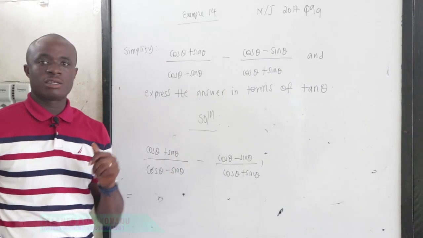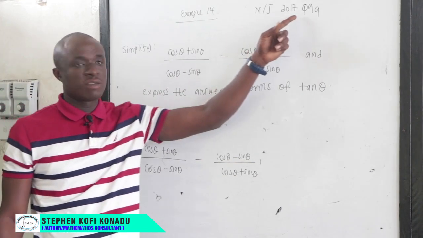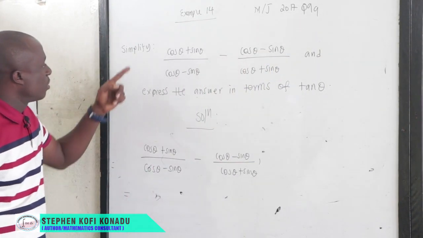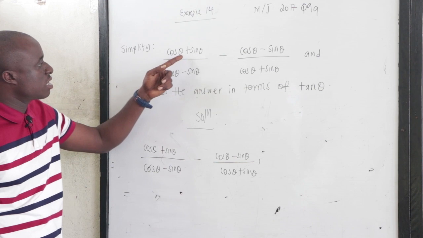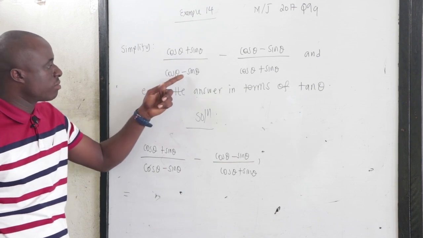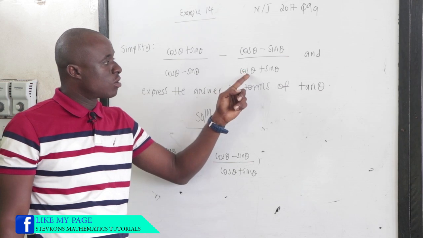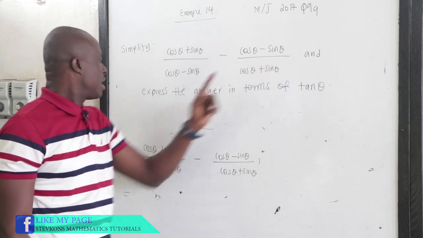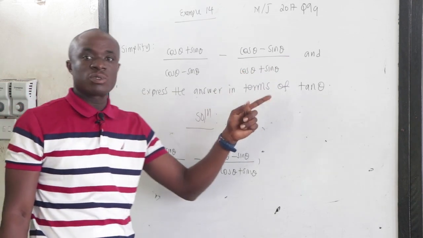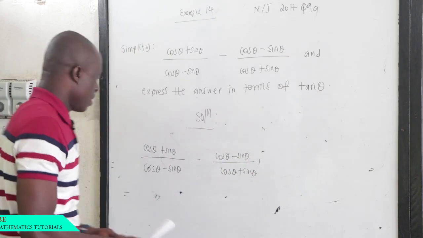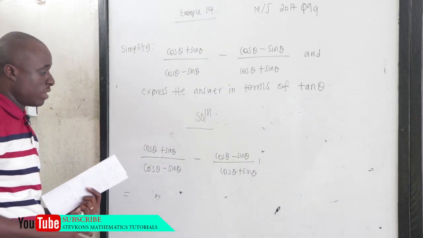Now let's consider this past question. This is May 2017, question number 9a. We are being told to simplify cos theta plus sin theta all over cos theta minus sin theta minus cos theta minus sin theta all over cos theta plus sin theta, and express the answer in terms of tan theta. Now what can we see over here?